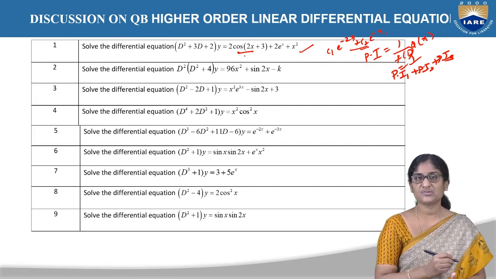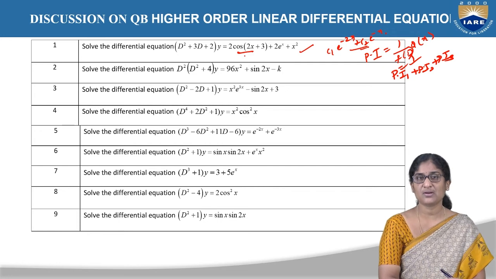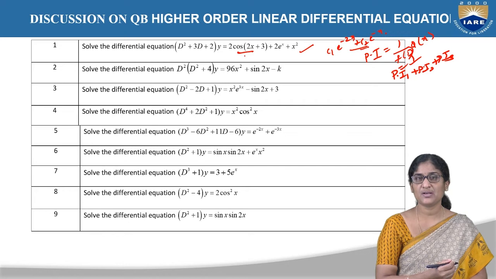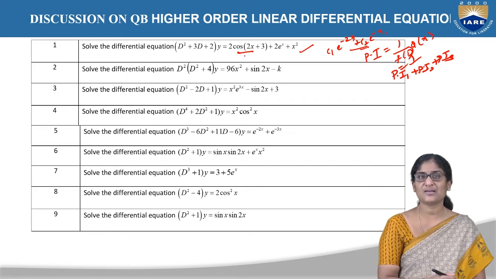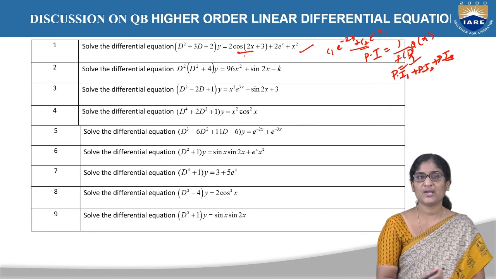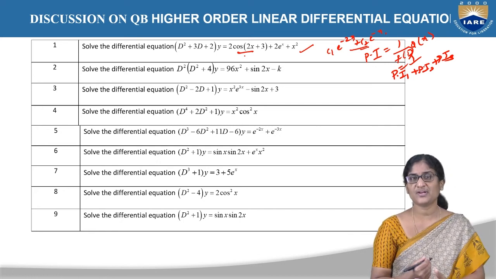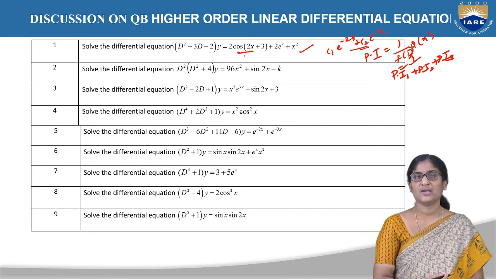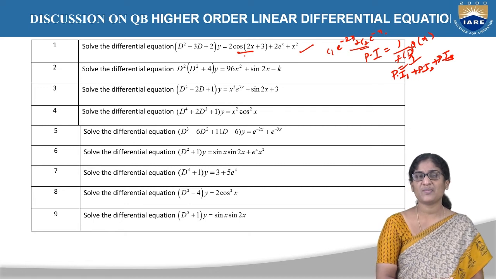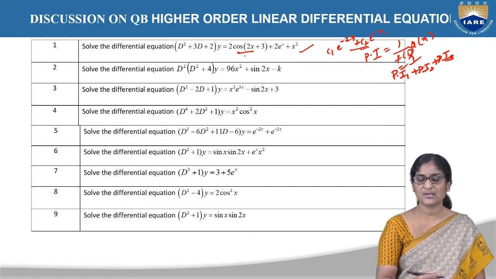That can be solved by substituting D squared equal to minus 2 squared. If further D values remain, rationalize and find the value. The numerator D can be used for differentiation, and the denominator D squared can again be replaced by minus 2 squared to get the answer. Like that, particular integral 1 can be obtained.